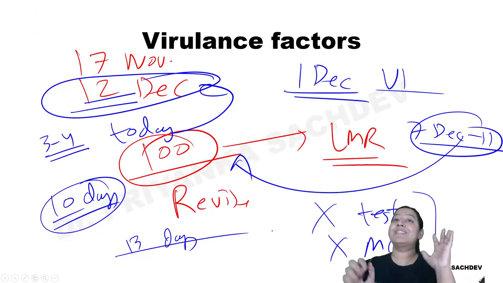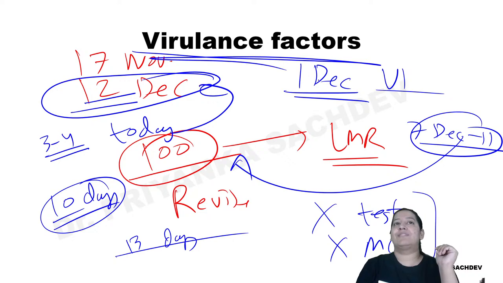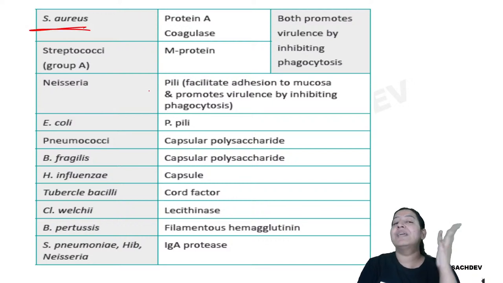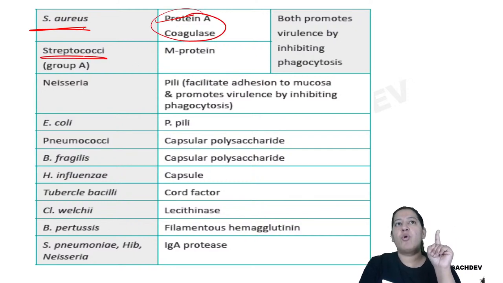So virulence factor. The next table is on virulence factor. Ispe bhi bahut MCQs aate hain. So you should know various bacteria. Staph aureus, iska virulence factor kya hota hai? It is protein A, coagulase. That is the most important virulence factor for Staph aureus. Streptococcus ka kya hota hai? It is M protein.